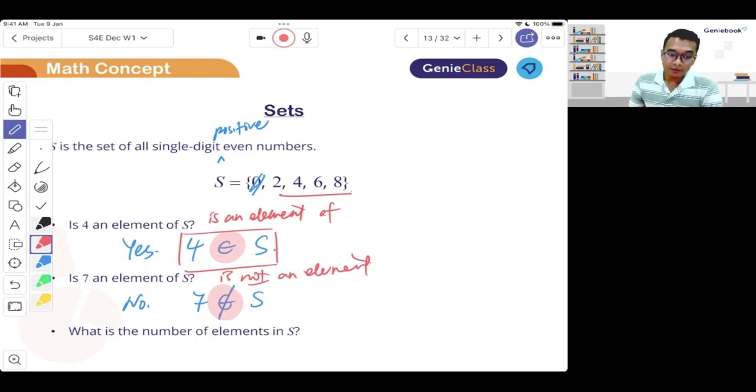So, what is the number of elements in set S? In this case, how do we write it down using set notation? Number of elements can be written as n bracket, and inside we just write down the set, which is set S. What is the number of elements in set S in this case? Don't count 0, it's not included. What's the number of elements? 2, 4, 6, 8. So how many elements are there in total? Very good, Denise, 4. Okay, so there you go.